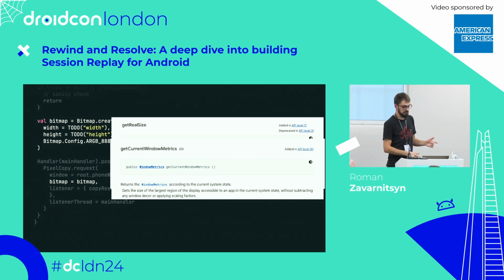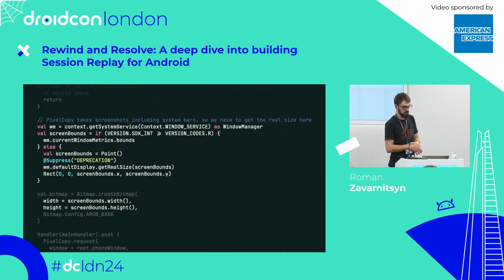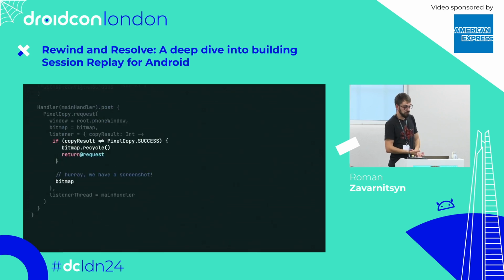As I mentioned, this method was deprecated, and the replacement is getCurrentWindowMetrics. So we just go ahead and use both, depending on the API version. We retrieve the window manager and then use one or the other, depending on the API version. And then we use the screen bounds as width and height for our bitmap. Now we can already go further and implement our callback.